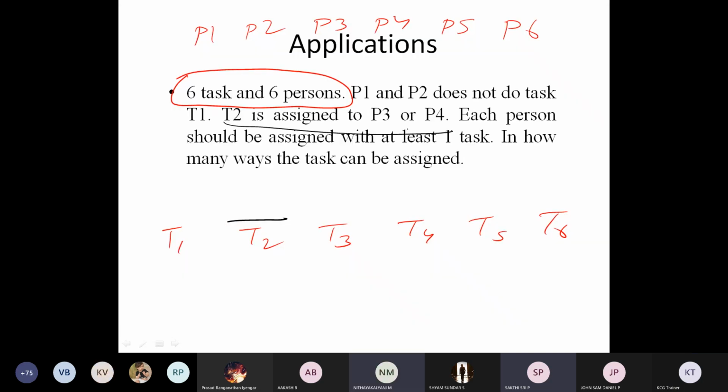P3 or P4. So there are two people. That means out of the two, any one person will get the second task. Let me remove one person. I'll remove P3 because he has got a task. He will not get multiple tasks. Why will he not get multiple tasks? There is a condition that each person should be given at least one task. How many tasks are there? 6 tasks. How many people are there? 6 people. That means no one will get more than one task. If T2 is assigned to P3 or P4, let us remove P3 because his work is done. Now tell me, for T1, how many people are there who can perform task 1?